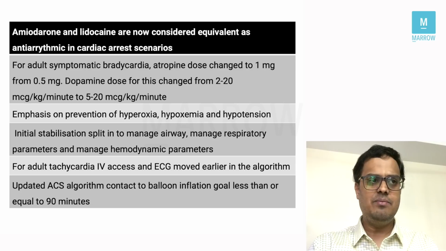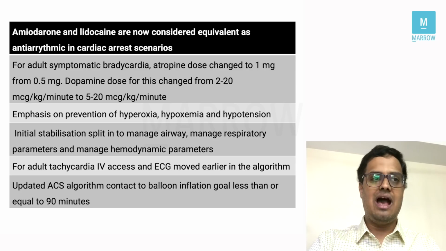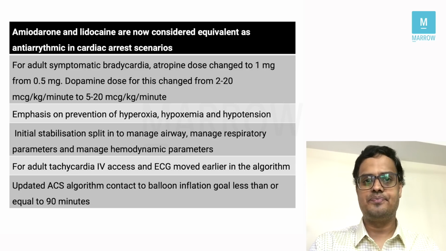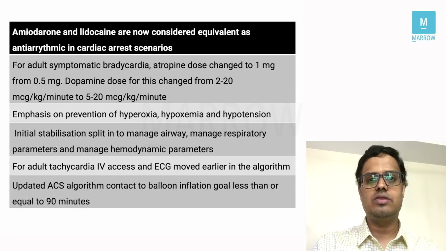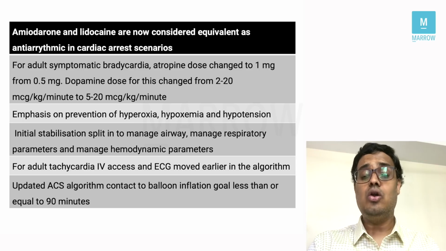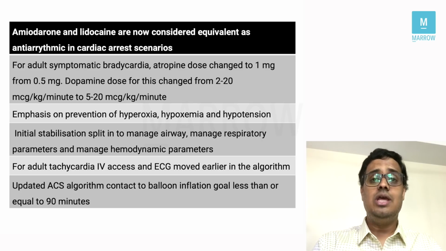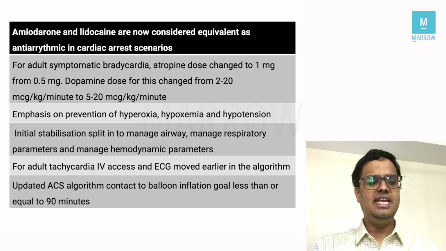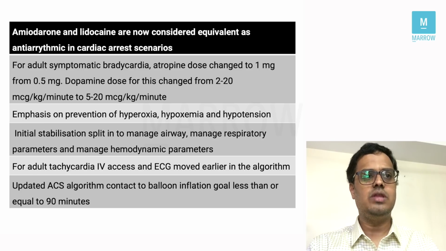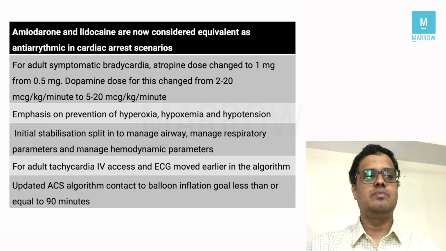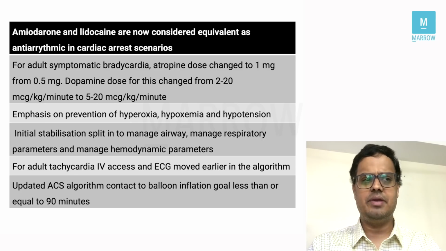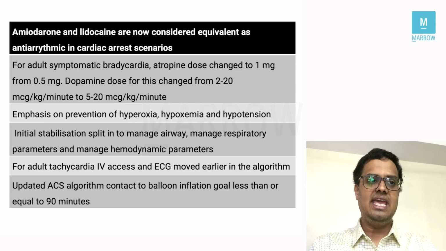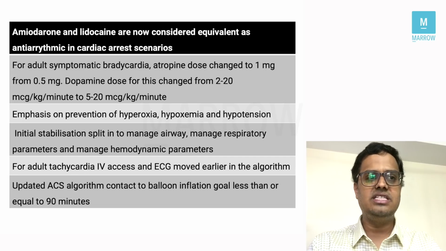And emphasis has been made to prevent hyperoxia, hypoxemia, and hypotension. They said no increased oxygen, no decreased oxygen, and no decreased blood pressure also, because when the blood pressure decreases, it will reduce the blood flow to the brain. Right? Initial stabilization is split into managing the airway, managing respiratory parameters, and managing hemodynamic parameters. For adult tachycardia, IV access and ECG moved into the earlier algorithm. So keep an IV access, all these things they have moved.